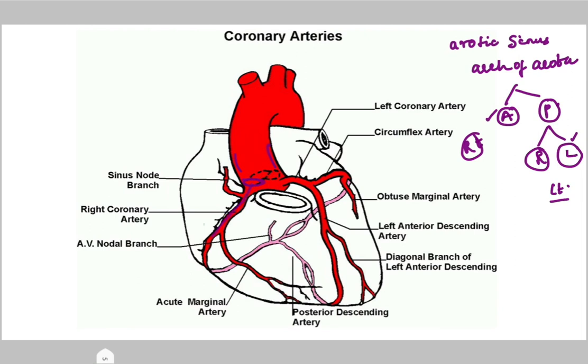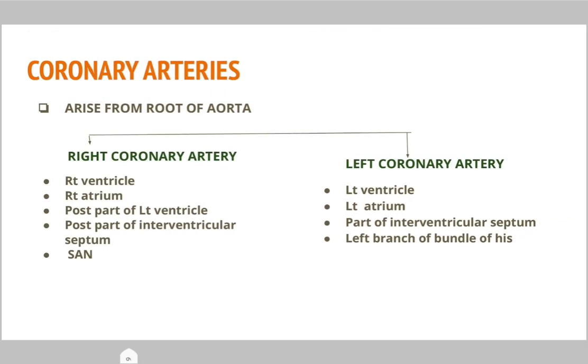So this is the arch of aorta. This is the anterior aortic sinus. From here, the right coronary artery will arise, and this is the left posterior aortic sinus. The left coronary artery arises. Both the arteries end by anastomosing with each other. And a point to be noted here is that the left coronary artery divides into the circumflex artery and the left anterior descending artery. This left anterior descending artery further gives a branch called diagonal artery.